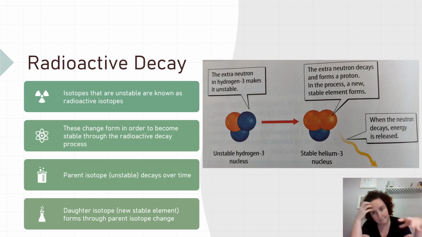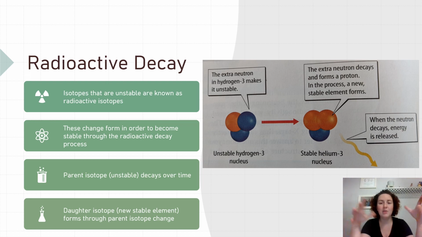So what happens is, over a given amount of time, one of those extra neutrons actually turns into a proton. So now instead of hydrogen, which has 1 proton, we have something with 2 protons, which is no longer hydrogen. It's actually helium. 2 protons with 1 neutron gives you a stable helium-3 nucleus.